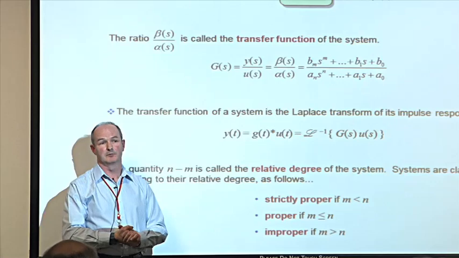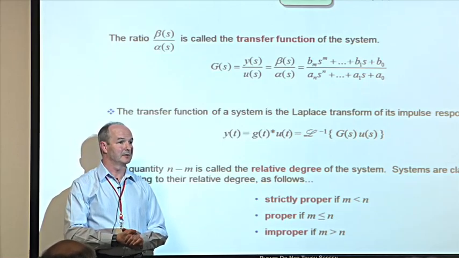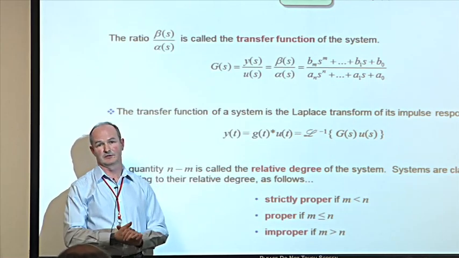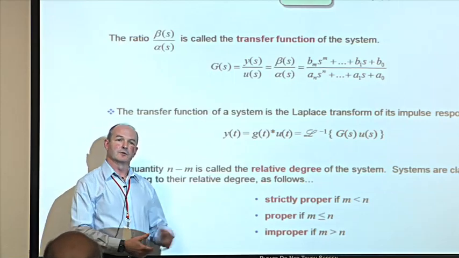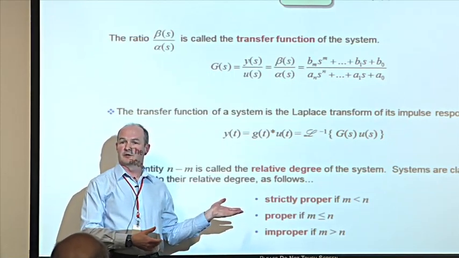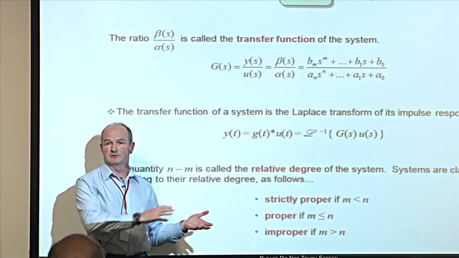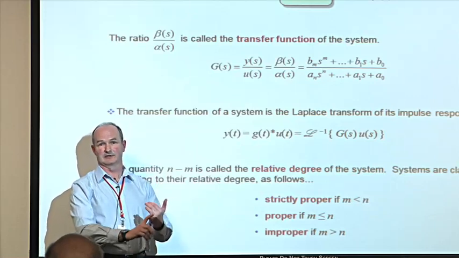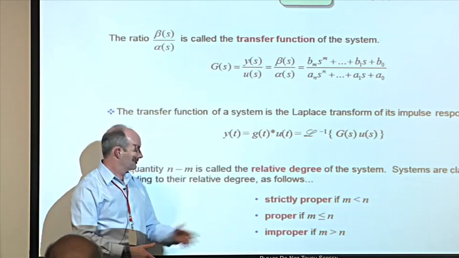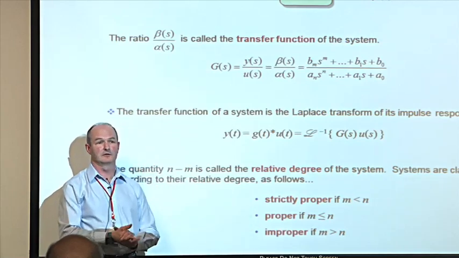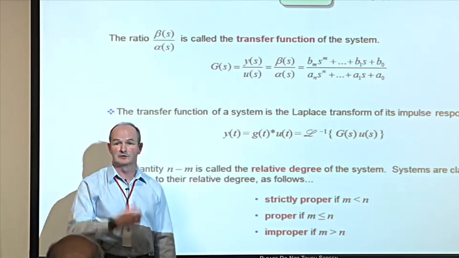In theory, you can't build improper systems because their output is infinite at infinite frequency. But you can design them very easily, which makes it very difficult to build later on. Of course, what we're doing here is idealizing something, because we're making the assumption that it's linear to start with, so we're neglecting all the nonlinear effects that happen at high frequency. But these are terms that are applied to linear systems, so I introduce them now.